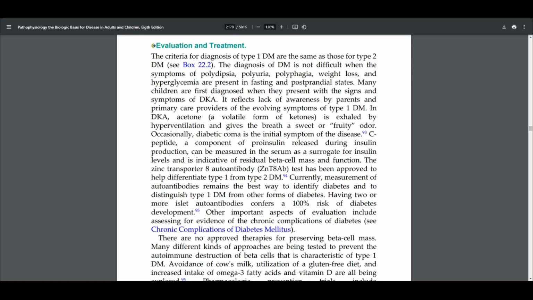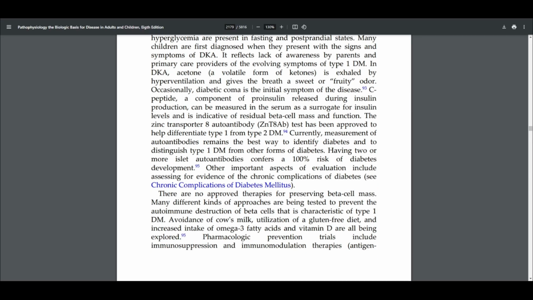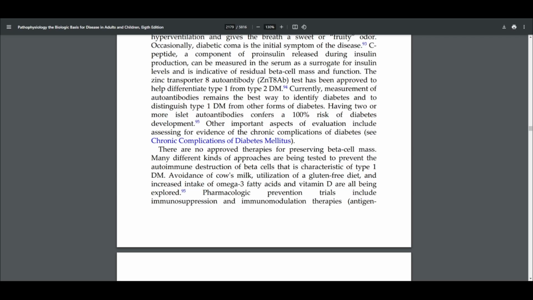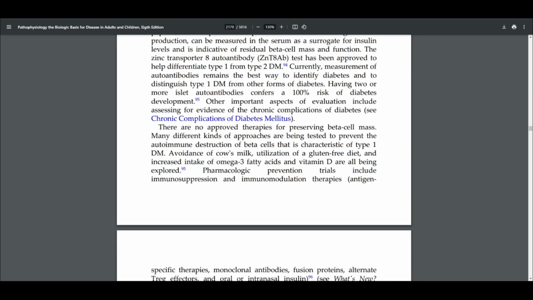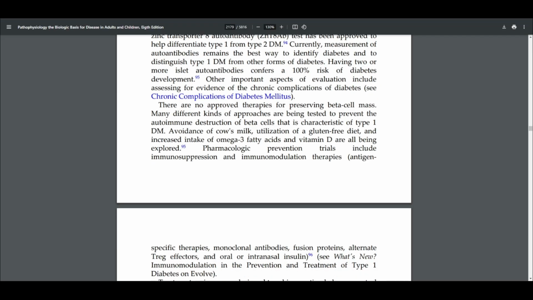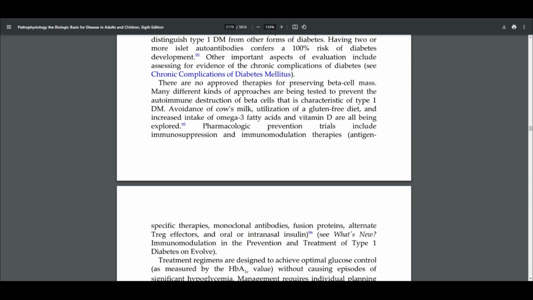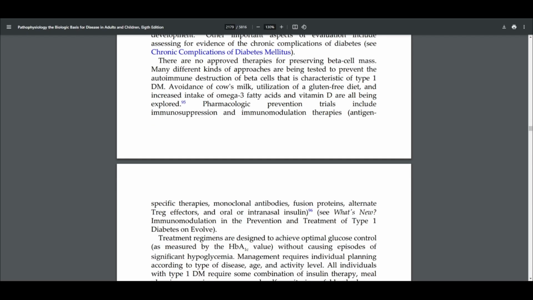Currently, measurements of autoantibodies remain the best way to identify diabetes and to distinguish type 1 diabetes from other forms of diabetes. Having 2 or more islet autoantibodies confers a 100% risk of diabetes development. Other important aspects of evaluation include assessing for evidence of the chronic complications of diabetes. There are no approved therapies for preventing beta cell loss.